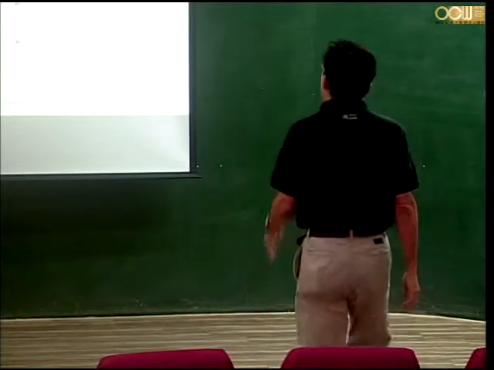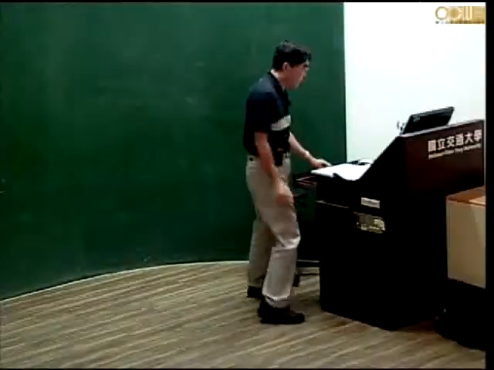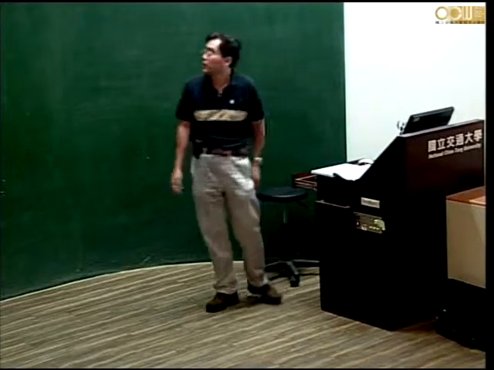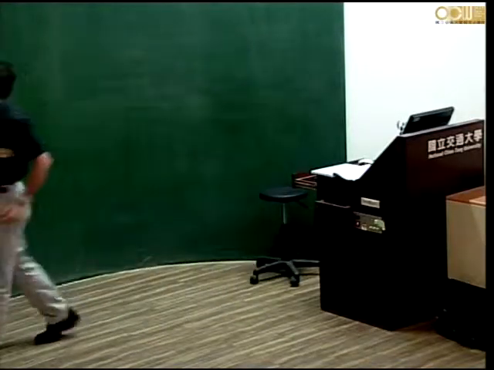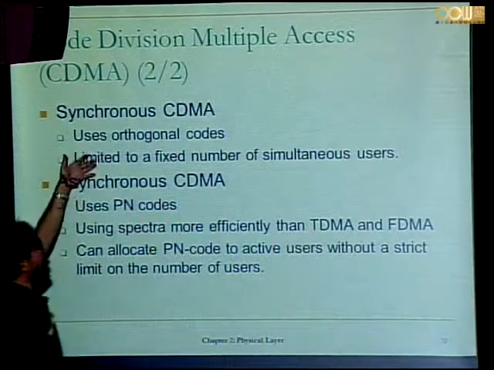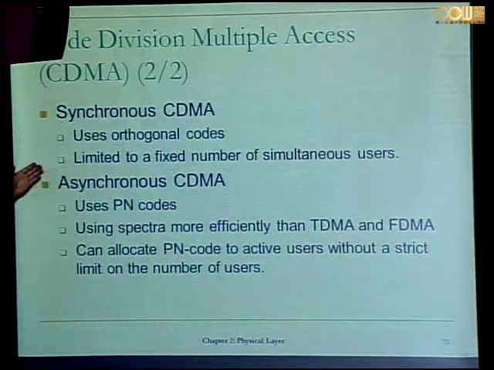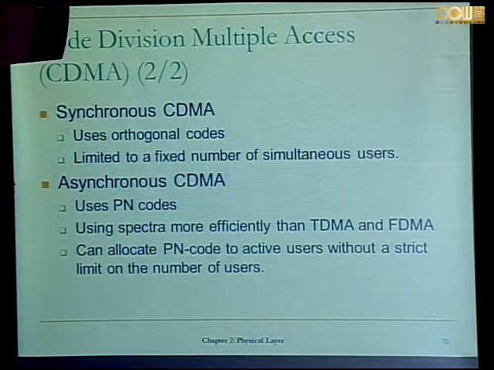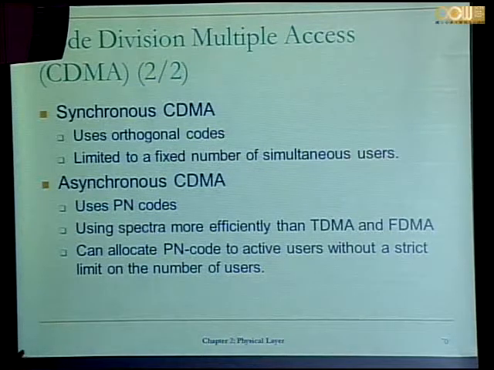And this is called synchronous CDMA. Synchronous CDMA uses orthogonal code, and there are only a limited number of orthogonal codes, so it supports a limited number of simultaneous users.